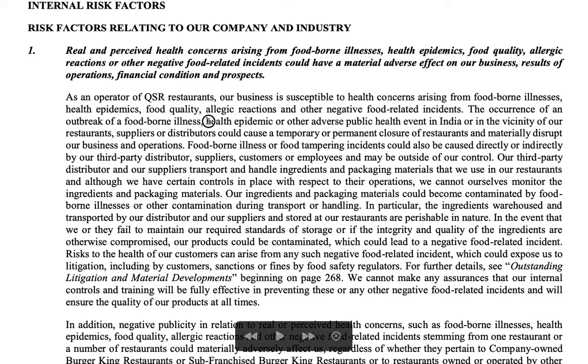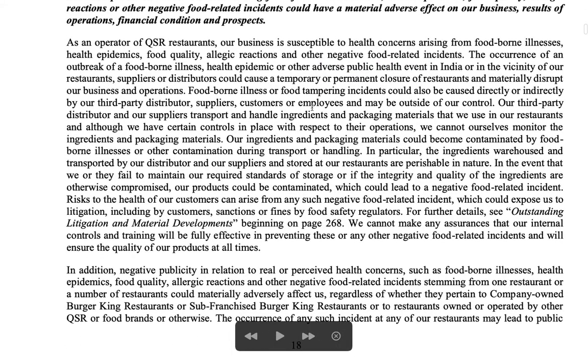If there's a health epidemic or other adverse public health event in India or in our vicinity, this could cause a temporary or permanent closure of our restaurants and materially disrupt our business and operations, right? As a result, this will affect our revenue, our turnover, and our profitability. Any incidences of foodborne illnesses or food tampering could also be caused by our third-party distributors, suppliers, customers, employees, etc., and may be outside our control.